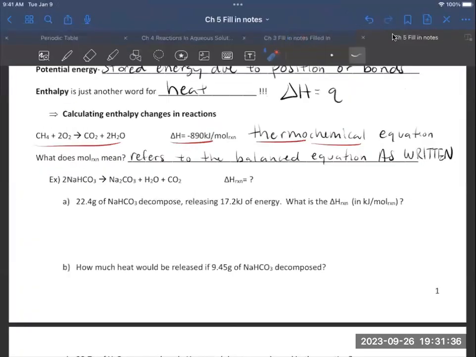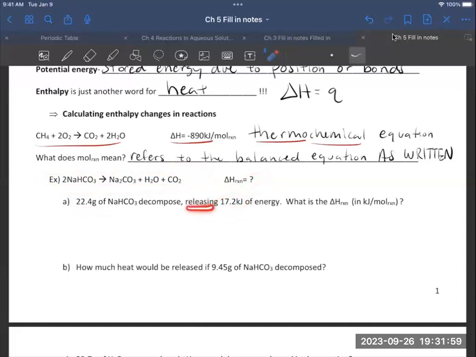Okay, so we'll see some examples, and I think this will make more sense as we work through them. So here comes the first one. We've got our chemical equation here. Our goal is to figure out what is the heat of reaction for this chemical equation. So let's take a look. We've got 22.4 grams of this reactant. When it decomposes, it releases 17.2 kilojoules of energy.